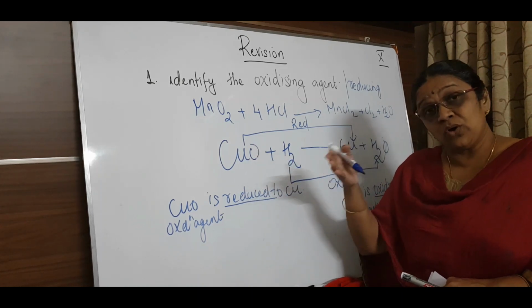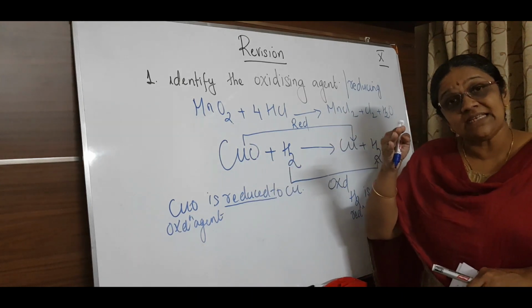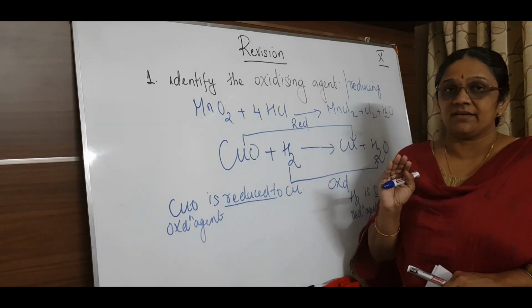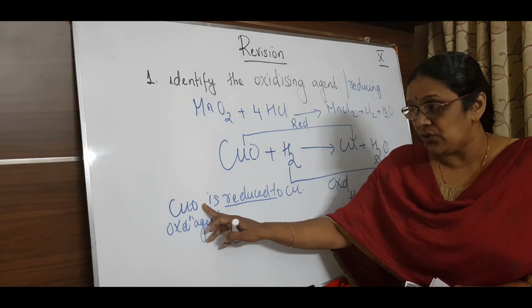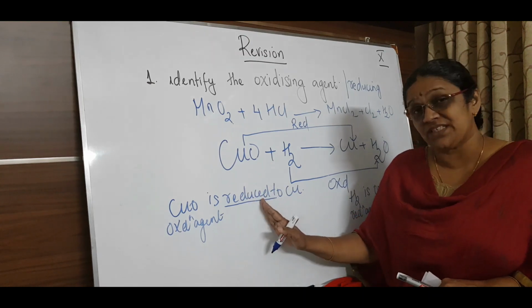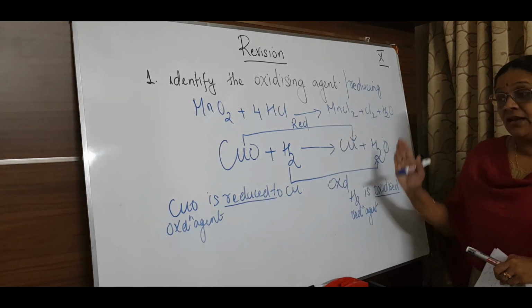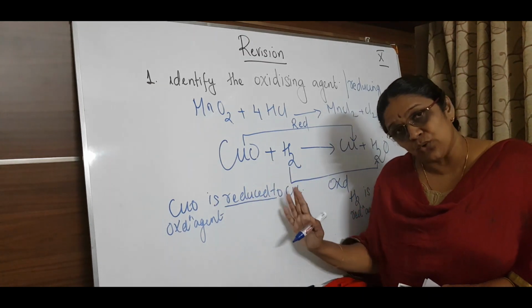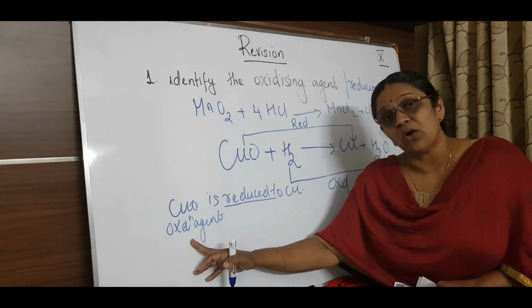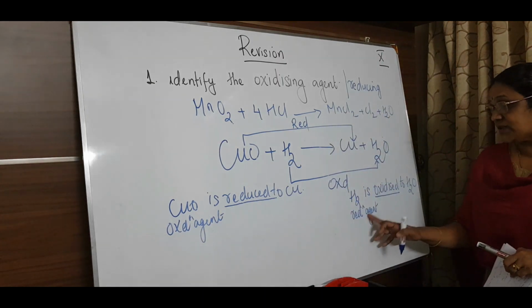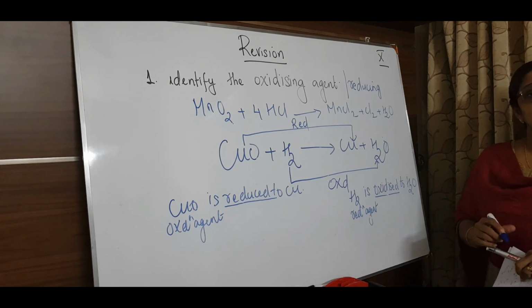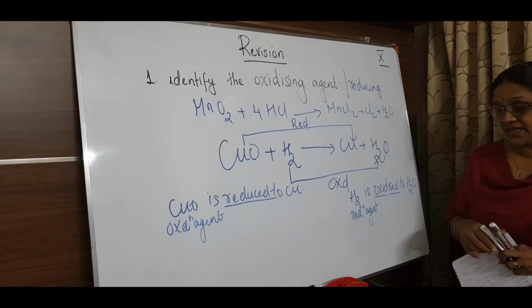Why? The funda is that the oxidizing agent itself gets reduced. So first you see which is oxidized and which is reduced. Whatever is reduced is the oxidizing agent. Whatever is oxidized is the reducing agent. Hope it is clear for you.